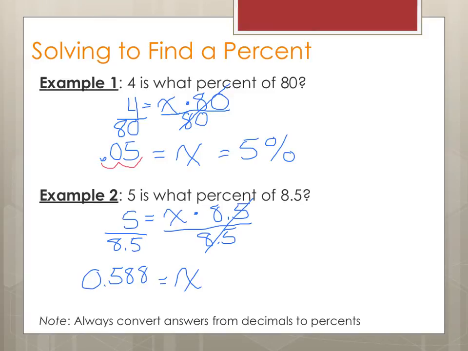When I express that decimal as a percent, I move the decimal 2 places, and I get x is approximately, since I rounded, 58.8%.